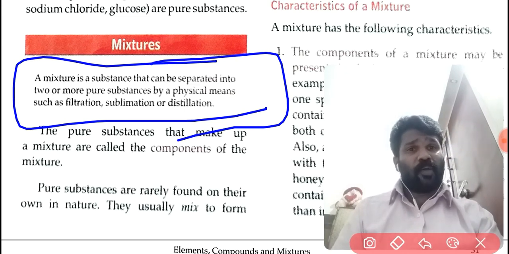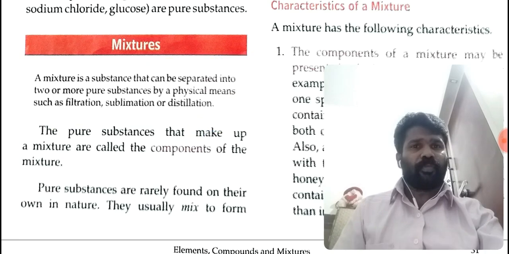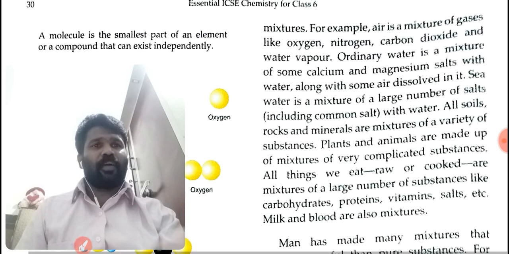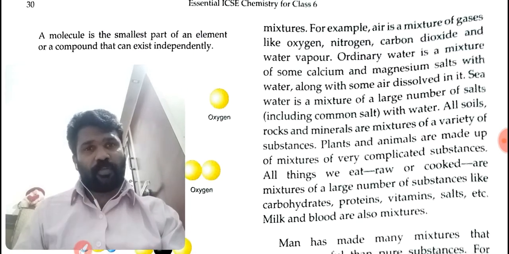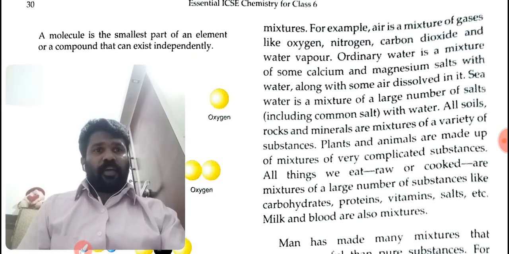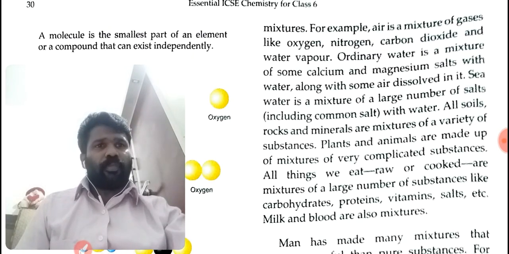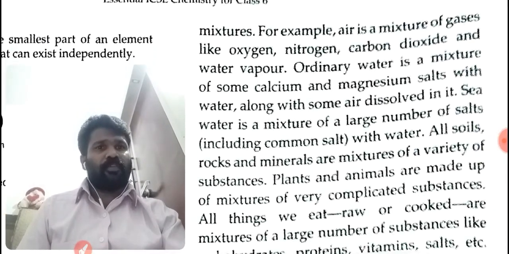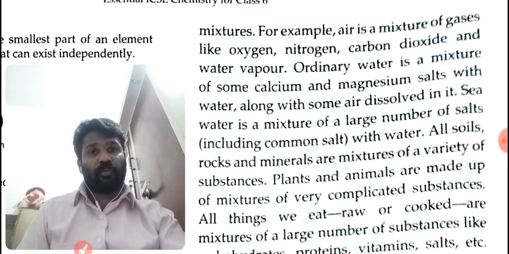Pure substances are already found in nature on their own. They usually mix to form mixtures. For example, air is a mixture. There are different gases in the air, like oxygen, nitrogen, carbon dioxide and water vapor. Ordinary water is a mixture of some calcium and magnesium salts with water, along with some air dissolved in it. Seawater is a mixture of a large number of salts with water.